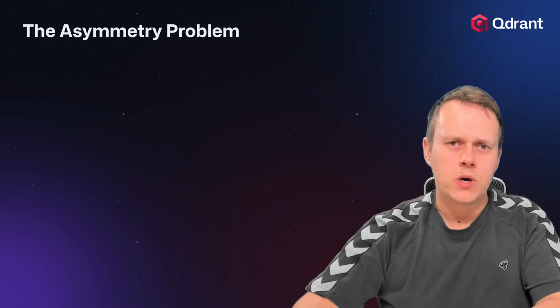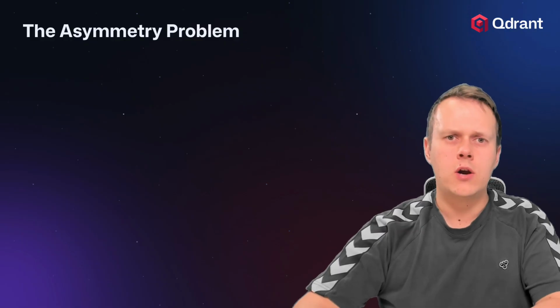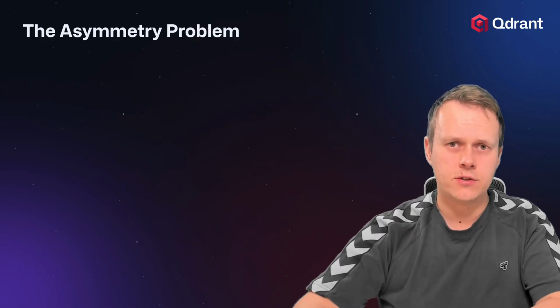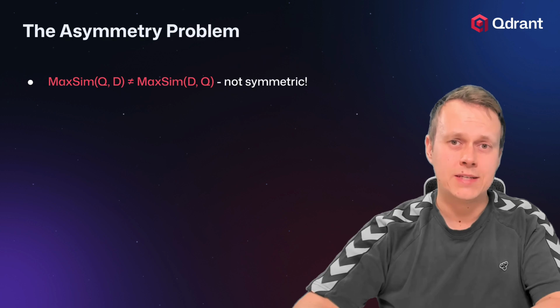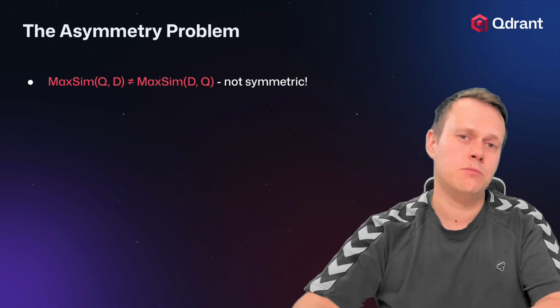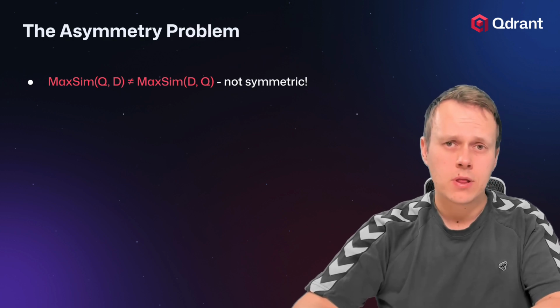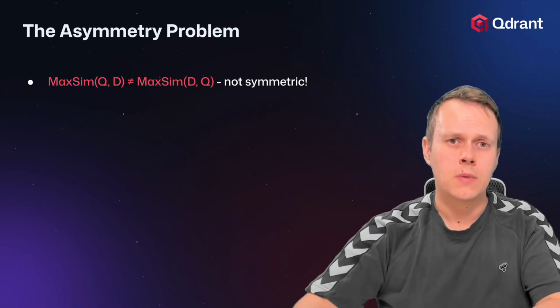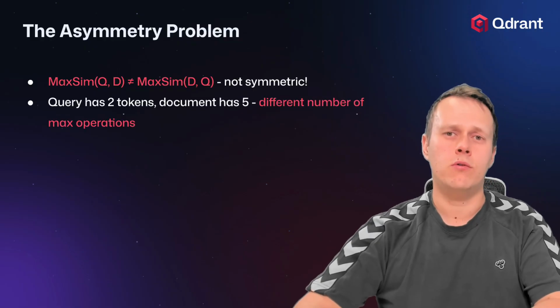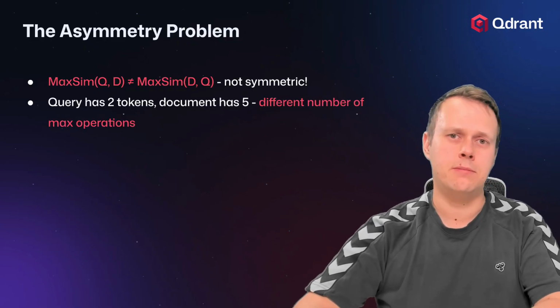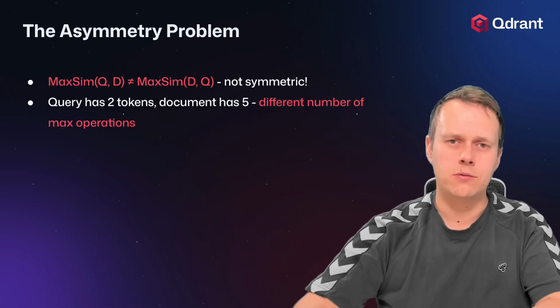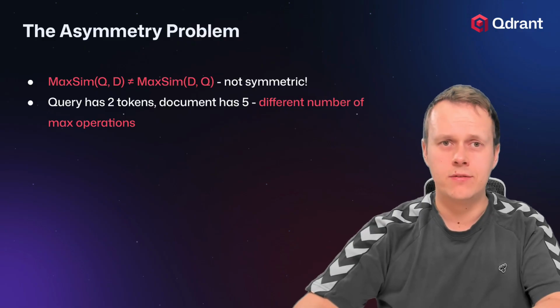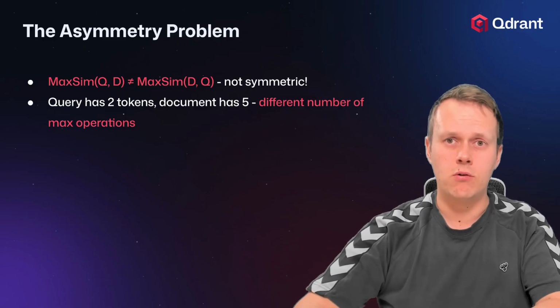Now, here's where things get interesting, and where we encounter the first major challenge. MaxSim of Q and D does not equal MaxSim of D and Q. The formula isn't symmetric. Why? Because we iterate over query tokens and find their best matches in the document. Our query has 2 tokens, the document has 5. If we swap them, iterate over document tokens instead, we would sum 5 maximum similarities instead of 2.